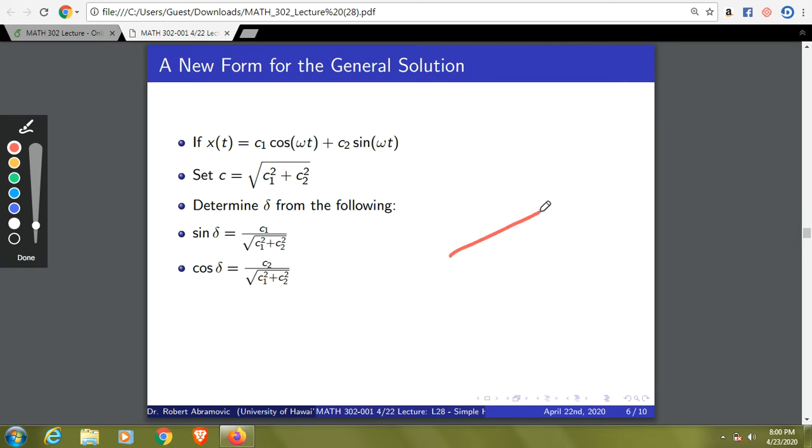So I'll try one more time. C1, C2, delta is this angle here, and the hypotenuse has length square root of C1 squared plus C2 squared. So this delta over here is this angle between C2 and the hypotenuse.